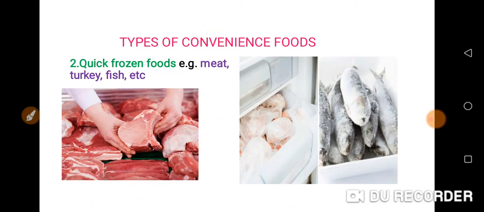Then the next one is quick frozen foods. As you can see, this is meat, chicken, fish. For example, the meat, after slaughtering of the cow or of the goat. The only thing is that when you buy it, then you prepare it. So these are quick frozen foods. We have meat, chicken, turkey, and fish.